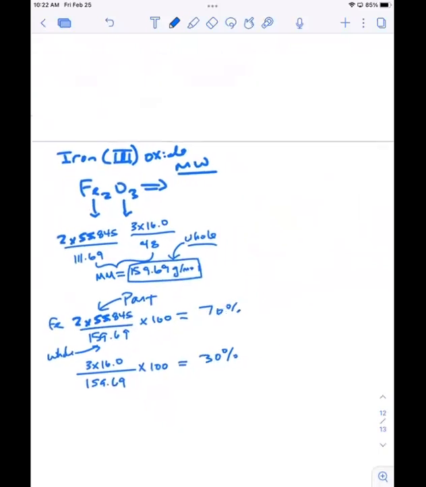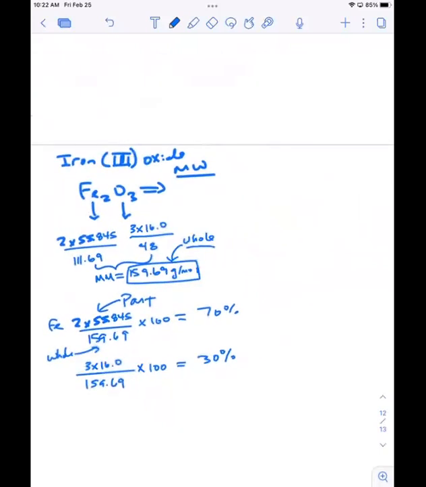Excellent. All right. So again, there are multiple ways to approach percent composition. You can approach it from a mass perspective, where you have the masses of each element and the total mass of a sample. You can approach it from the molecular weight perspective, where you have a formula and you have to determine what percentage of that formula each element represents, which we've just done.